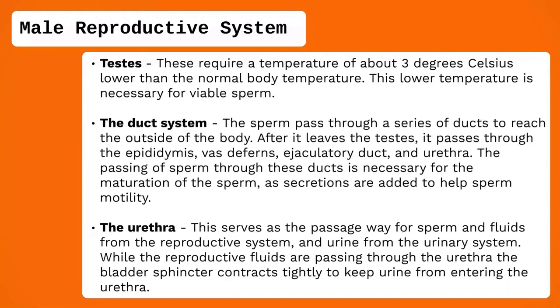This serves as the passageway for sperm and fluids from the reproductive system, as well as urine from the urinary system. While the reproductive fluids are passing through the urethra, the bladder sphincter actually contracts very tightly to keep urine from entering the urethra. So a male actually cannot physically ejaculate and urinate at the same time.